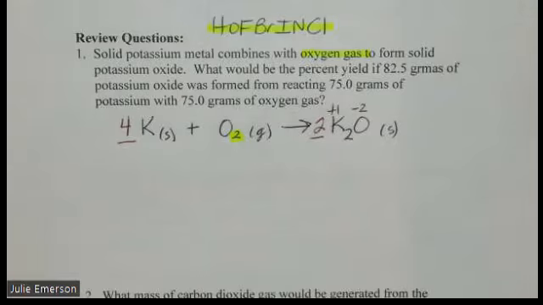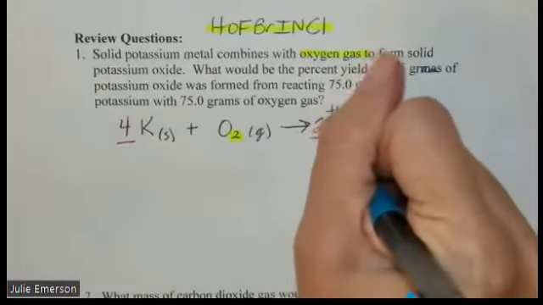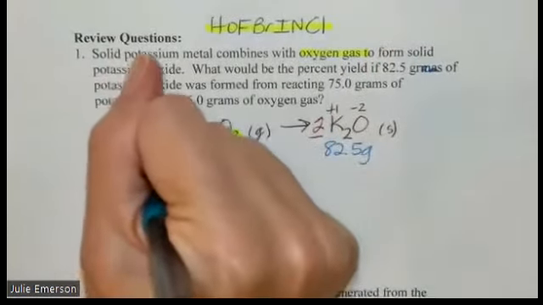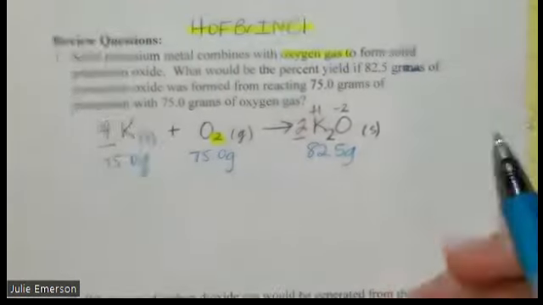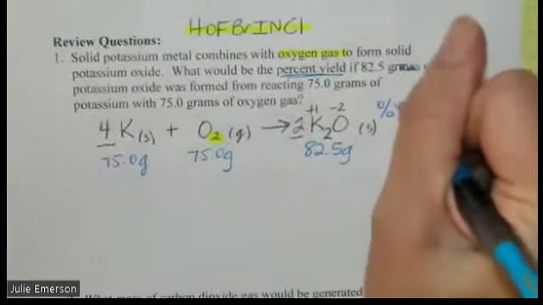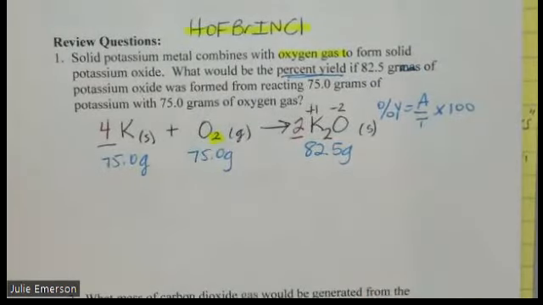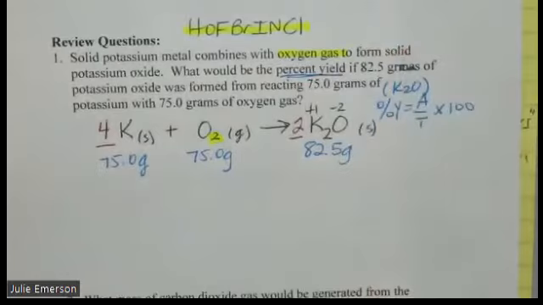So this question says, what would be the percent yield if 82.5, that's obviously a typo, grams of potassium oxide was formed from reacting 75 grams of potassium and 75 grams of oxygen. Again, what I focus on here is that the question is asking me for a percent yield. Like we talked about previously, I know that means I need an actual and a theoretical yield of a product. The product will be K2O, because that's my product.